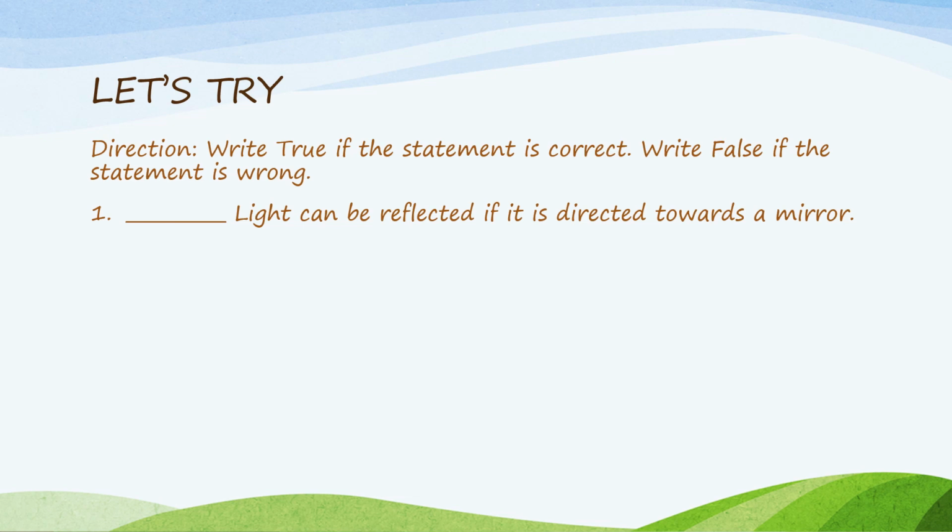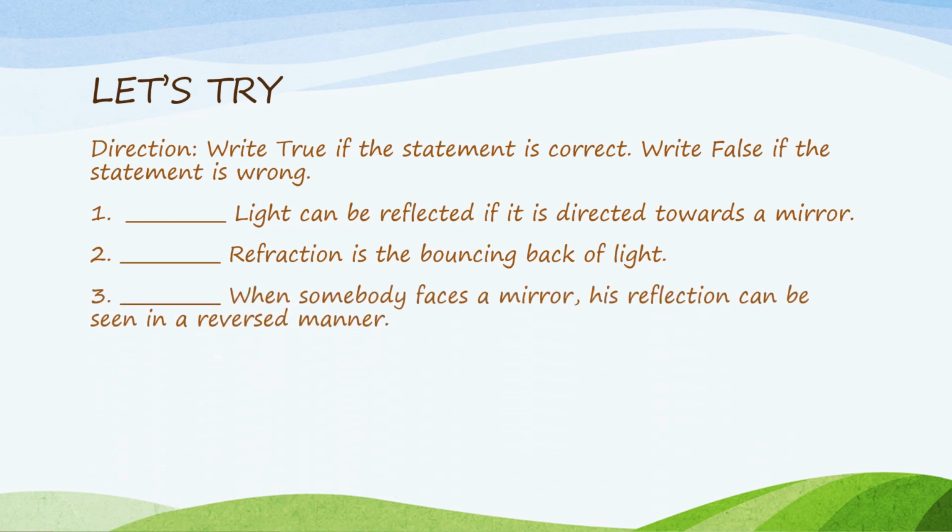So, number 1, light can be reflected if it is directed towards a mirror. Number 2, refraction is the bouncing back of light. Number 3, when somebody faces a mirror, his reflection can be seen in a reverse manner. So, can you please pause this video if you think that I am too fast in reading some questions.